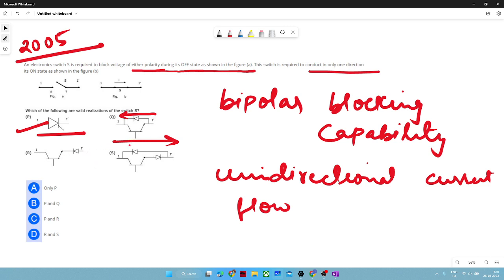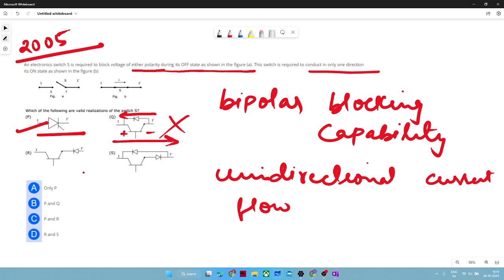Now the third one, and it will be unipolar as well because this IGBT will block the positive voltage, right? It will block the positive voltage, and this positive voltage will be blocked by this diode as well. So it will be unipolar and bidirectional switch. So we will eliminate this option.